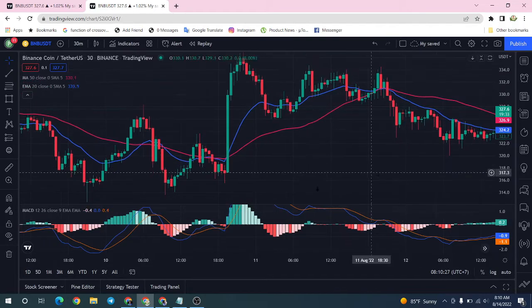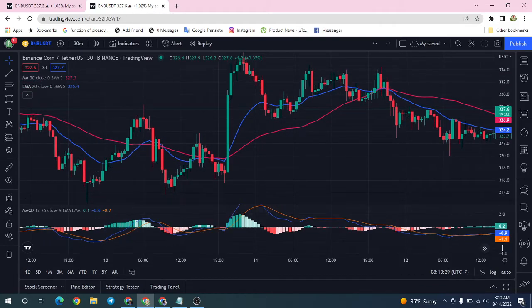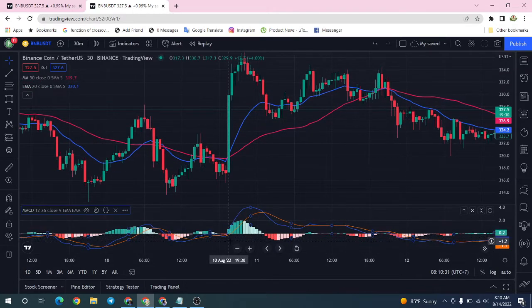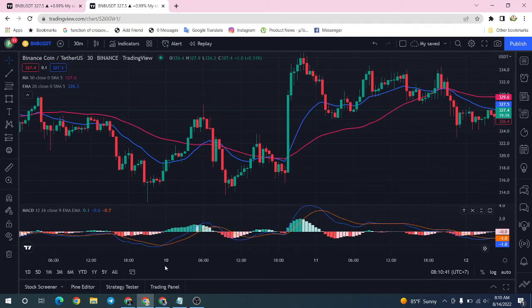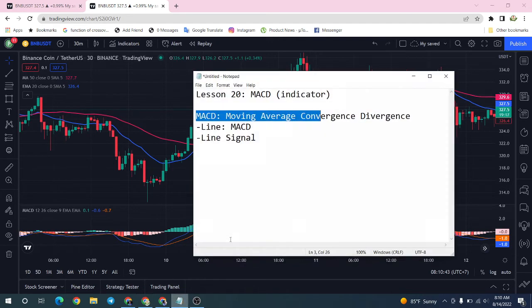And also here, orange under the blue, it's going up. You see, it confirms at the same time. That's how you can use this.